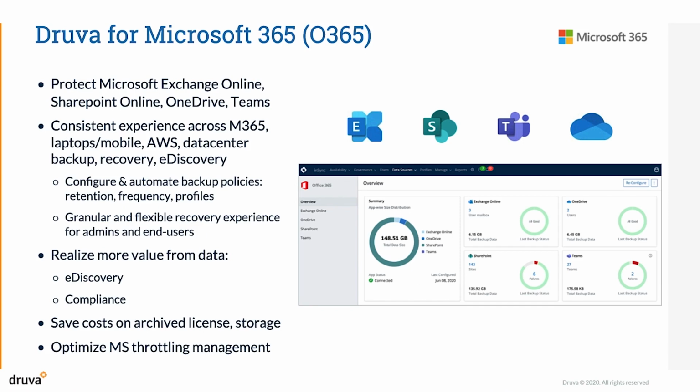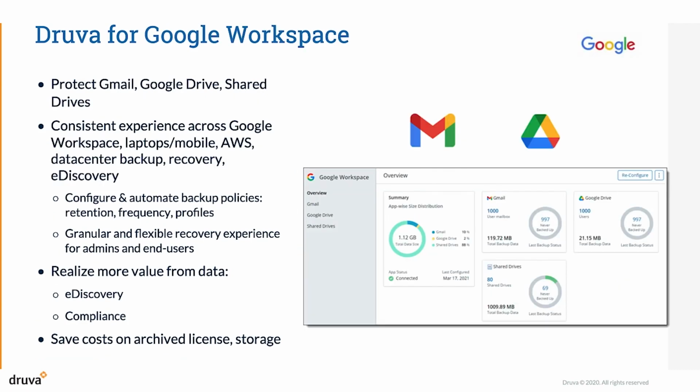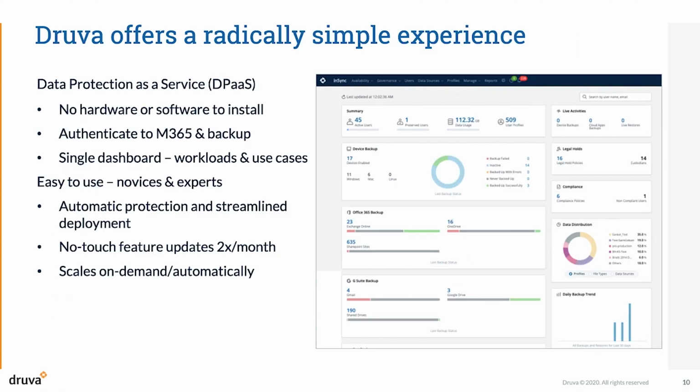And then also we can deal with the Microsoft throttling issue. Sometimes Microsoft throttles its services because we're talking to your application essentially like a very large user. So that can be throttled. So we handle that. We also back up Google Workspace for those of you that use that. We protect Gmail, Google Drive, and shared drives. Again, same thing. It's a consistent experience across that and any other services that you're using of ours, and the same kind of benefits that I talked about earlier on that as well.